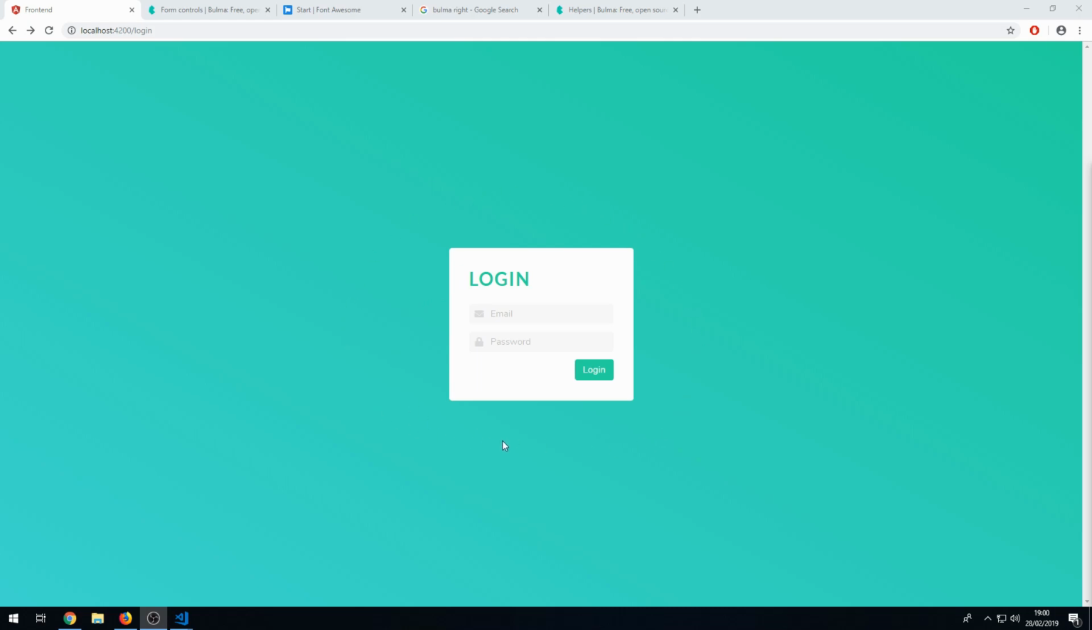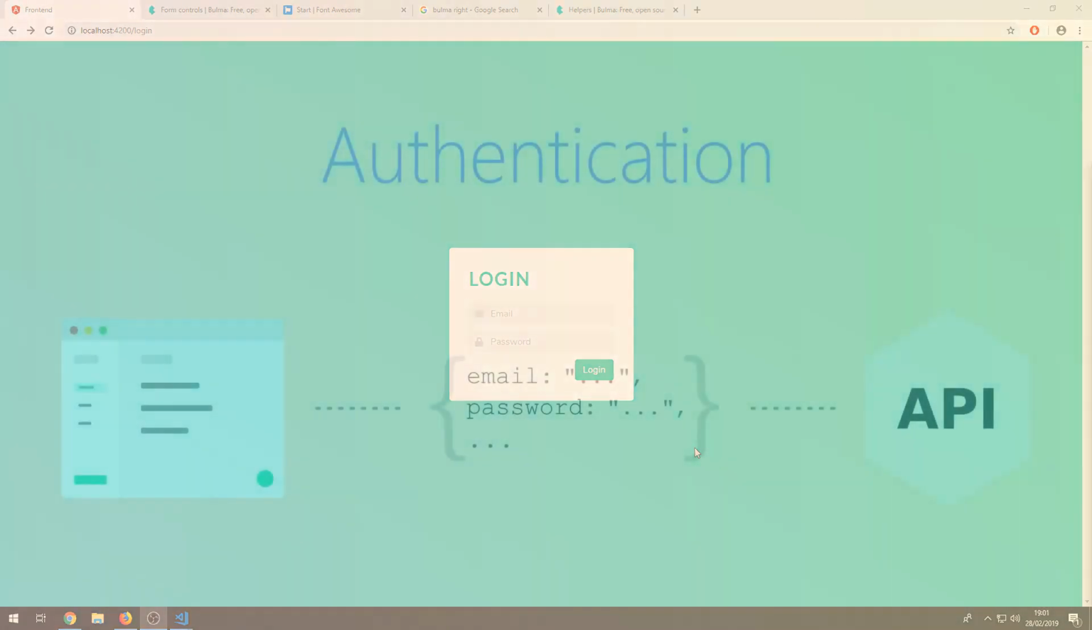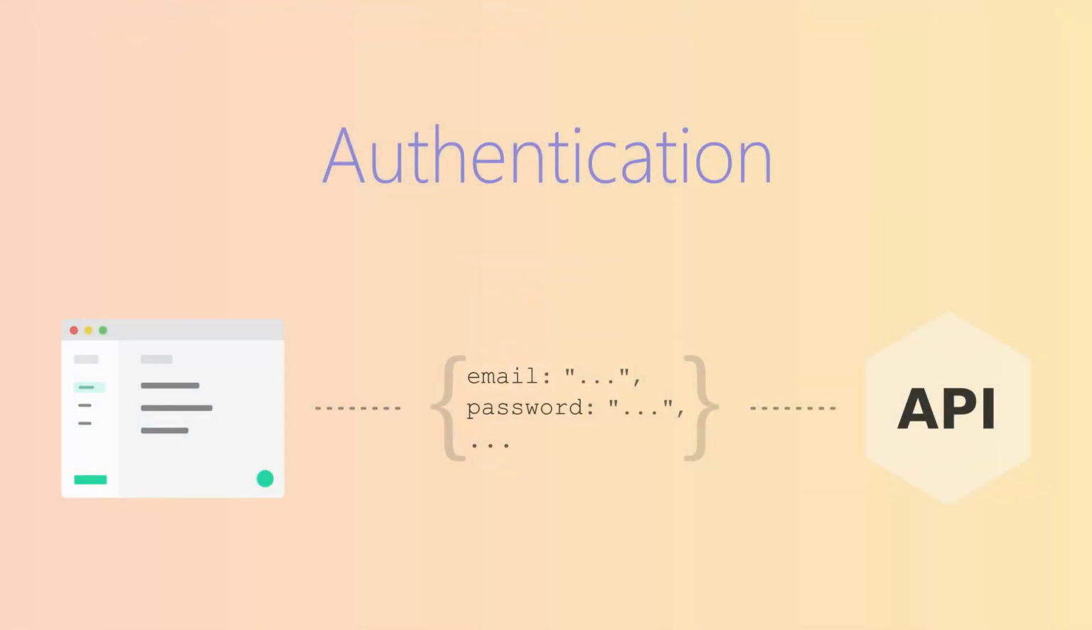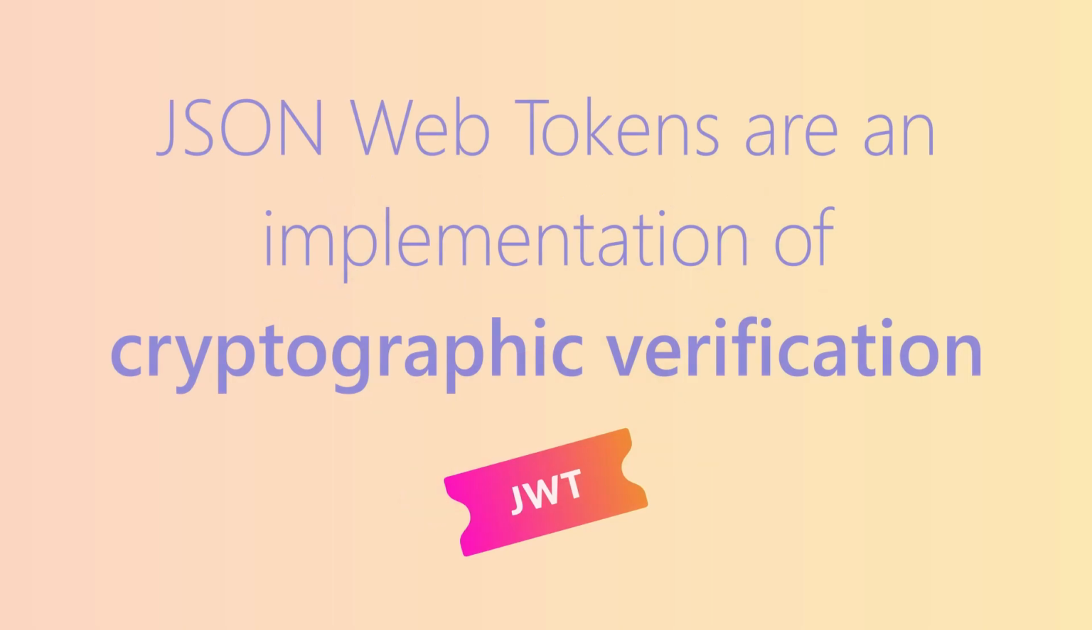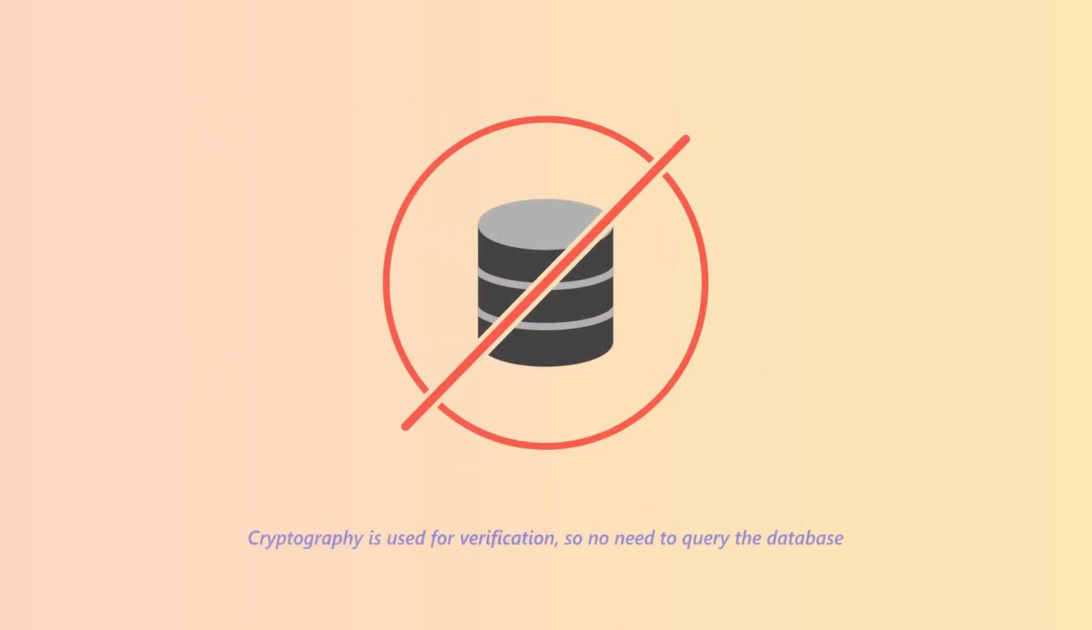Okay, so now we have to actually create the functionality for logging in. And to do that, the first thing we have to do is create the user's functionality in the API. Before we do that, let's first talk about our authentication strategy. We are going to be using JSON Web Tokens to authenticate users. JSON Web Tokens are an implementation of a cryptographic verification system, which is stateless. And that means that we don't have to query the database or any data store to verify a user.